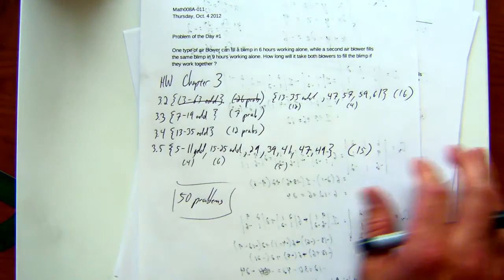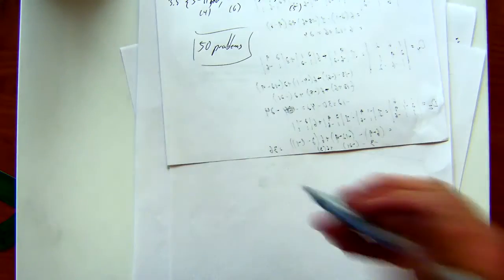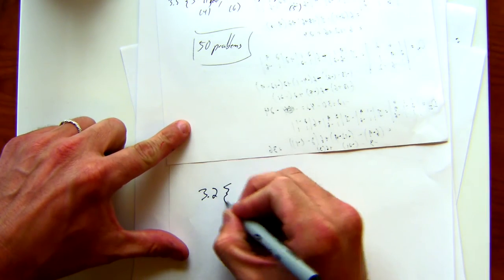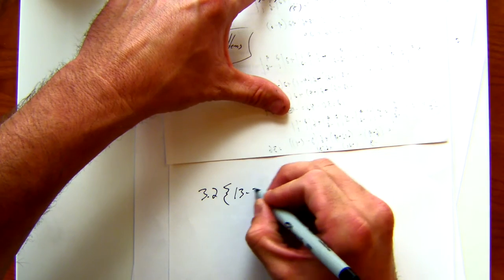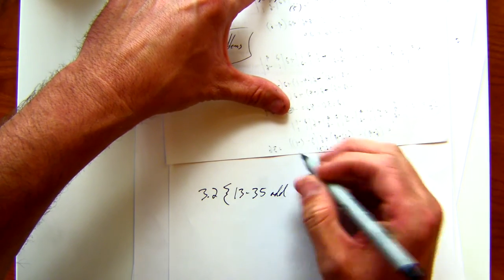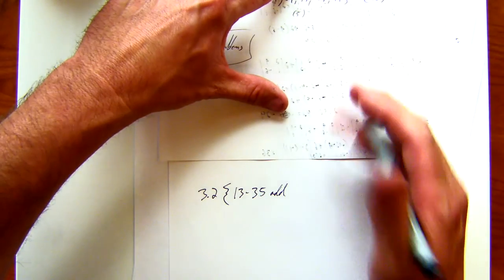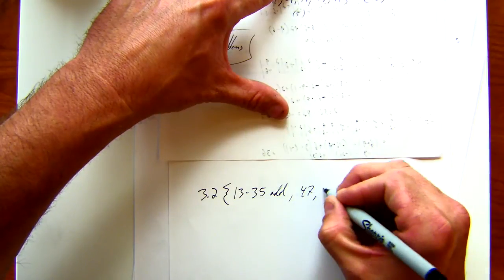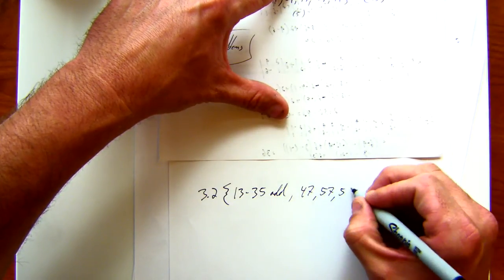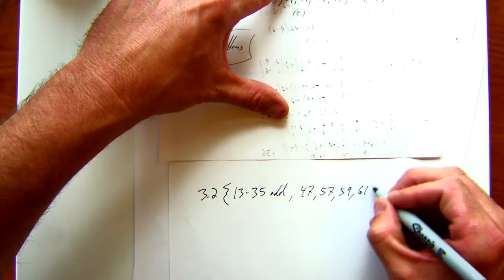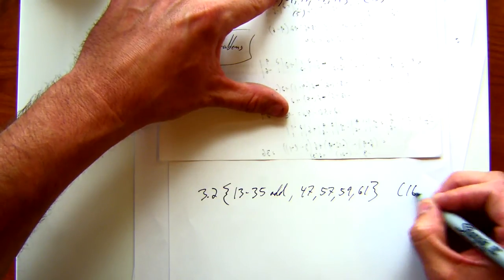Homework. I wrote it on the back of one, so let me rewrite it. 3.2, 13 to 35 odd. I'll post it online if you don't want to stay, but if you want to, I'll write it up. 47, 57, 59, and 61. That's a total of 16 problems.